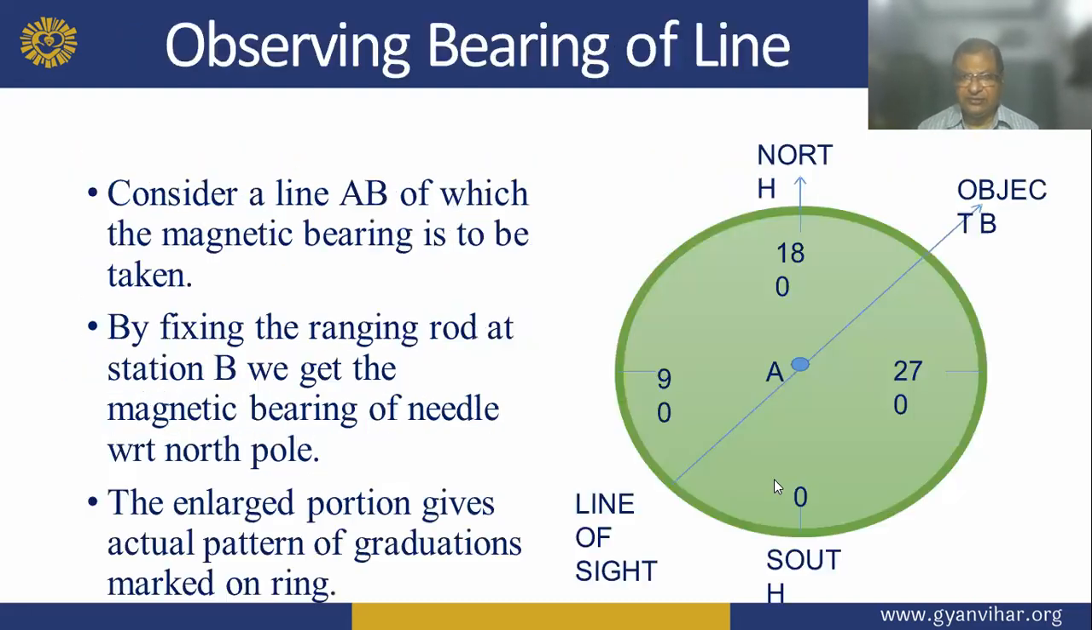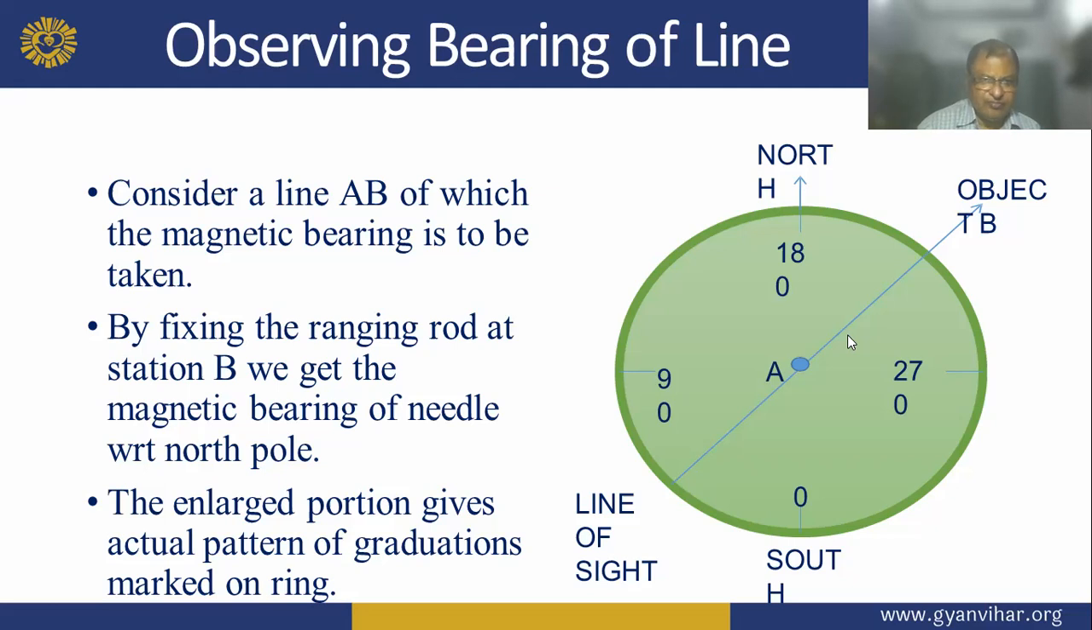Vision of the observer. So we will see here observing the bearing of a line. How will we observe the bearing of the line? My dear boys, suppose this is the compass and this is the north and it is an object, that is T. So consider a line AB, with the magnetic bearing to be taken.